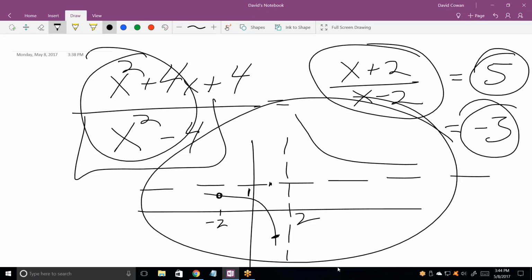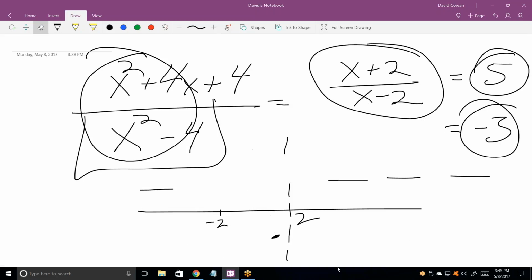In other words, the way to draw all of these rational quotient graphs is to draw your grid. Figure out where your vertical asymptotes are, figure out where your horizontal asymptotes are, and then know you're either in the first and third or the second and fourth quadrant. It's that simple. And then if you need to put holes in there, do so after the fact. Don't forget.